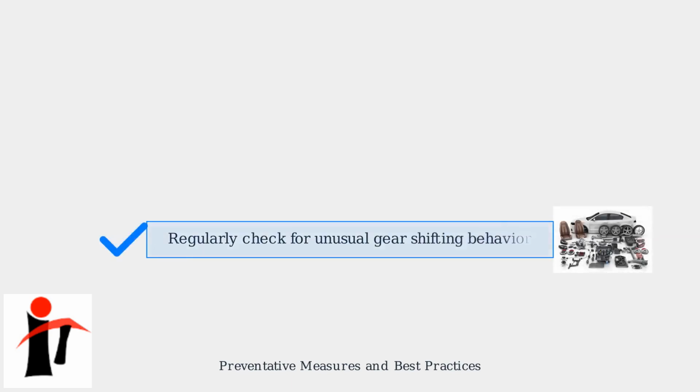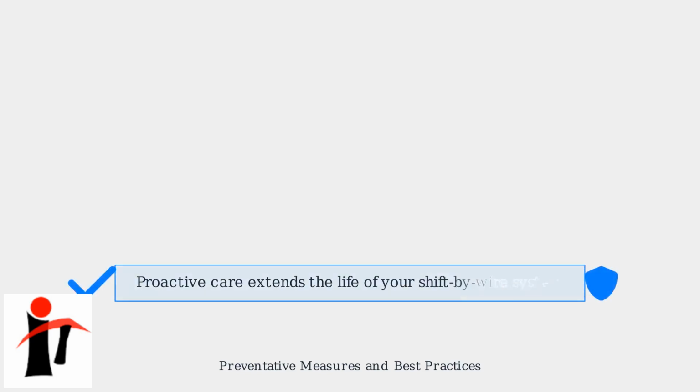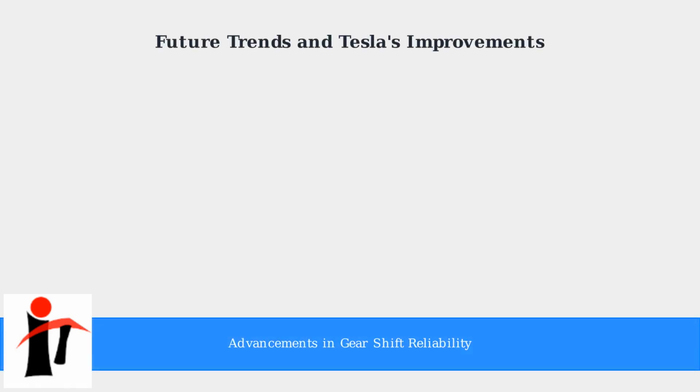Regularly check for any unusual behavior in the gear shifting process and address it promptly. Early detection through Tesla's app diagnostics or service visits can prevent minor issues from becoming major problems. Proactive care can significantly extend the life of your Model 3's shift-by-wire system. By following these practices, you reduce the risk of both software and hardware failures, ensuring reliable performance for years to come. Tesla is continuously working on improving the reliability of its gear shift systems.